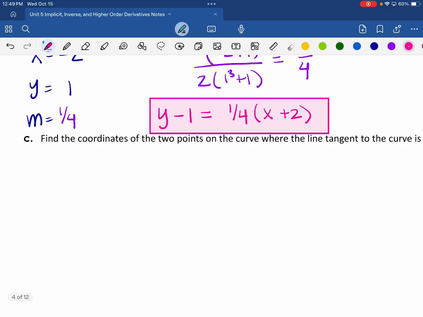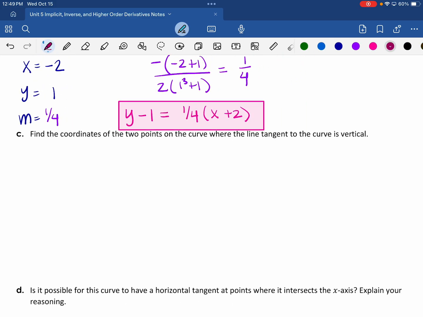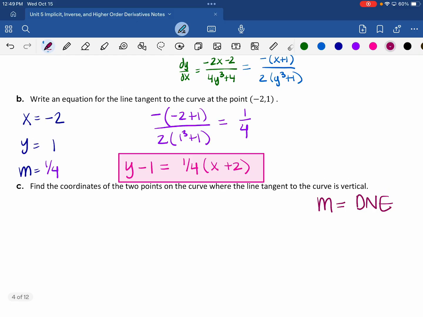Next one. Find the coordinates of the 2 points on the curve where the line tangent to the curve is vertical. So what do you know about the slope of a vertical line? It does not exist. Yes, it does not exist. All right, so please tell me that's it. No.